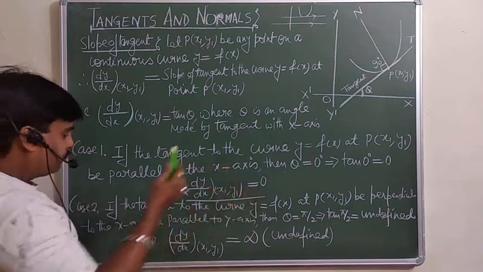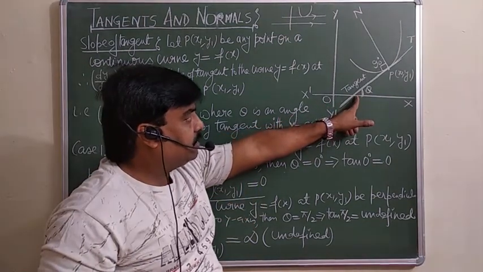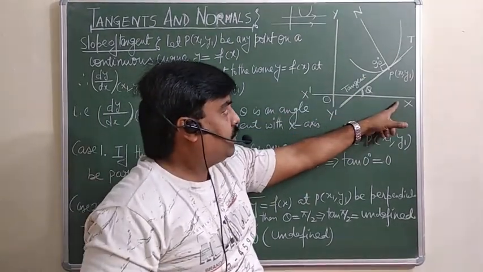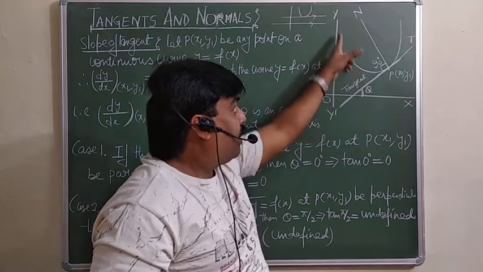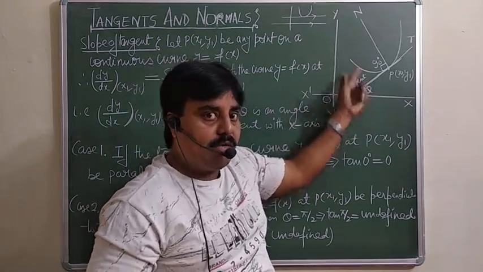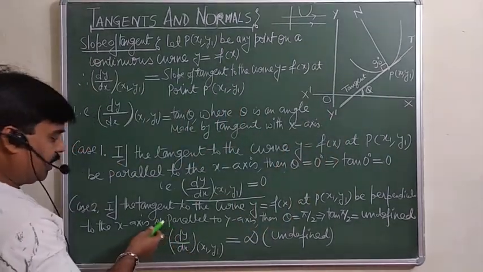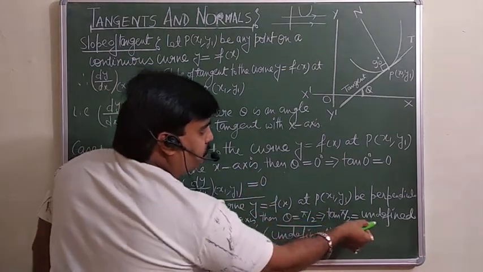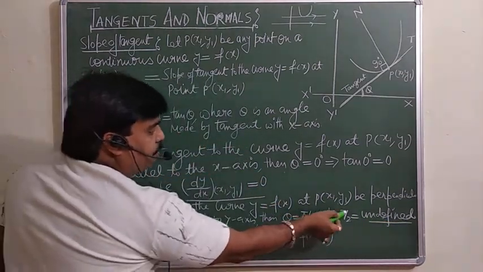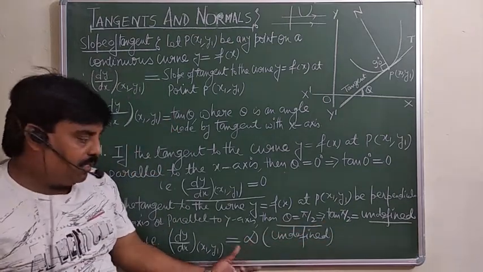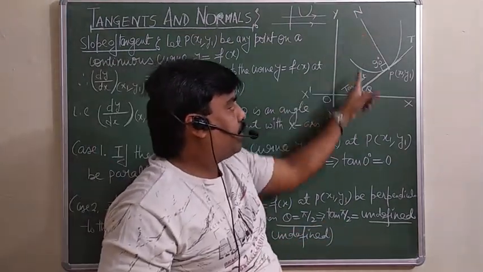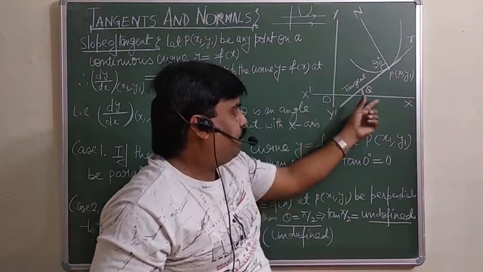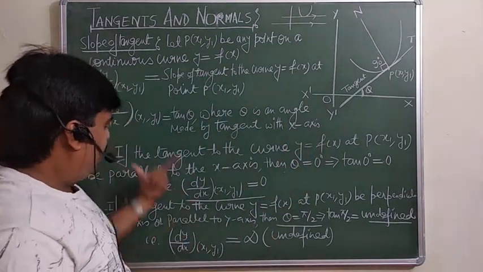But if the tangent is perpendicular to the x-axis, or you can say parallel to the y-axis, in that case theta is equal to pi by 2, and the slope cannot be defined, it is undefined, because tan pi by 2 is undefined, you will get infinity. So the slope of the tangent, if it is perpendicular to the x-axis, or parallel to the y-axis, cannot be defined. Have a look.